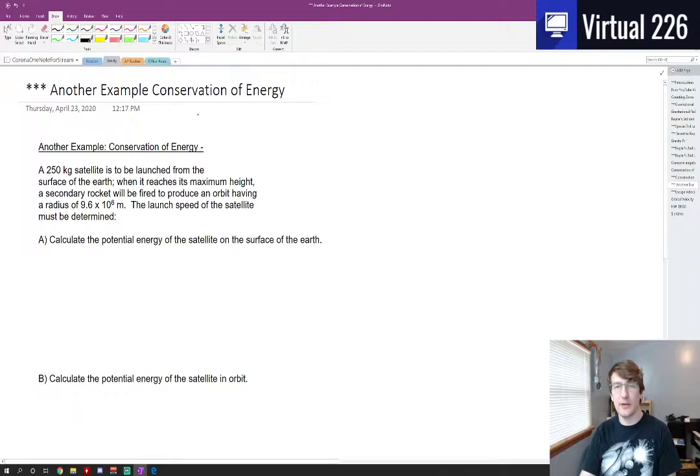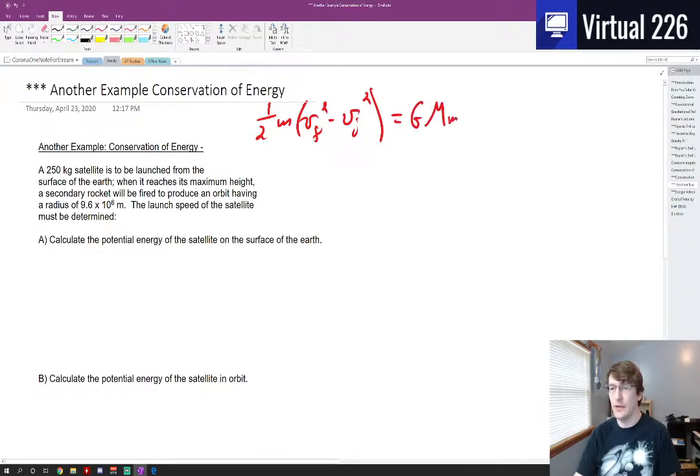So we're looking at another example of conservation of energy for a gravity type question. If we remember, for conservation of energy from the last video, we could write that as 1/2 m times the quantity Vf squared minus Vi squared. That's the change in kinetic energy, which equals the negative change in the potential energy, which is GMm times 1 over Rf minus 1 over Ri.